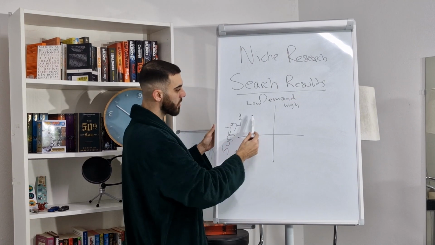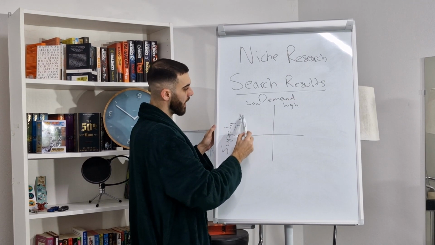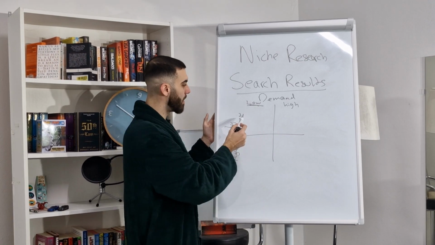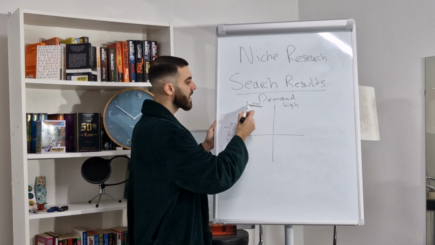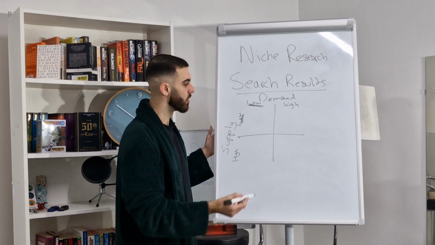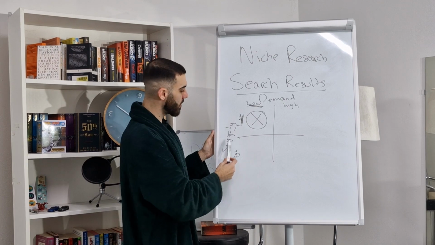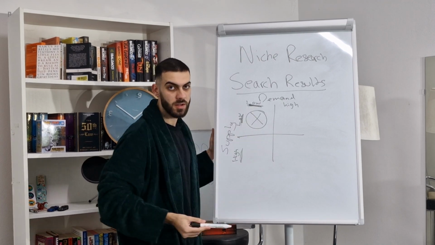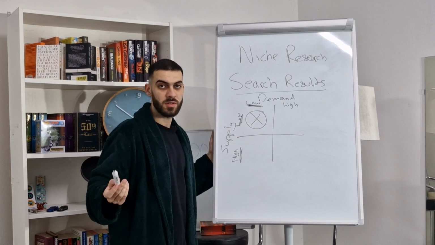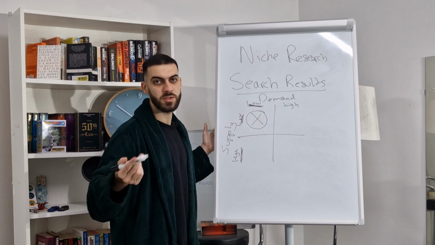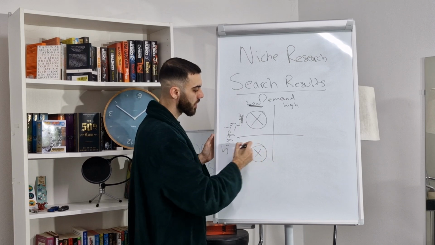So if you have a niche with low supply and low demand, what does that mean? That means not only are there barely any books in the niche, no one is actually searching for it, no one's actually buying those books. So do you want to make books that no one's buying? Obviously not. What about high supply and low demand? Well, let's say there's 50 books that are available in that niche, but again, no one is buying them. Do you want to make books that no one's buying? Of course not. So you're not looking for this one either.